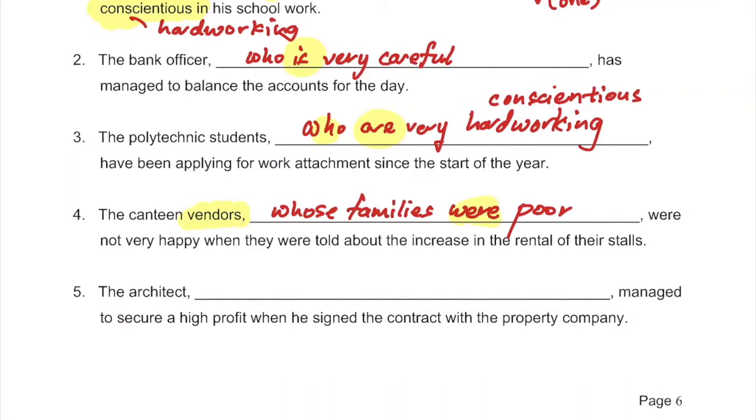This is a bit more challenging. Are you ready? Ellison, are you ready? Yeah. Okay, go for it. Try. The architect, whom the property company thought was very pushy, managed to secure a high profit when he signed a contract with the property company. Okay, very good. Yes, actually perfectly correct, but a bit long. Can you shorten it? Completely correct, but I need a shorter version so I don't have to write so long.